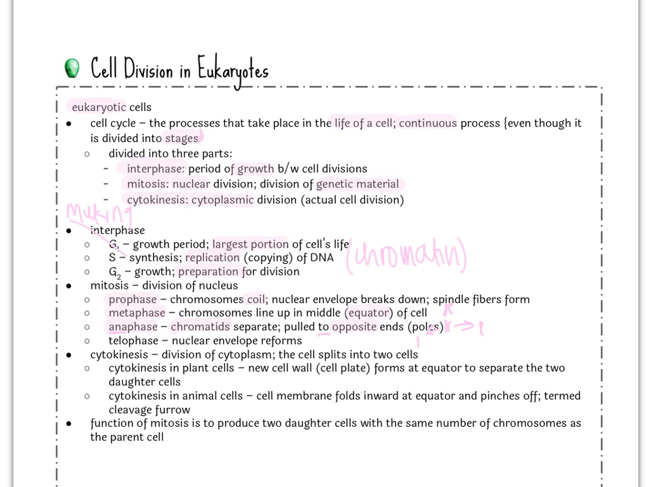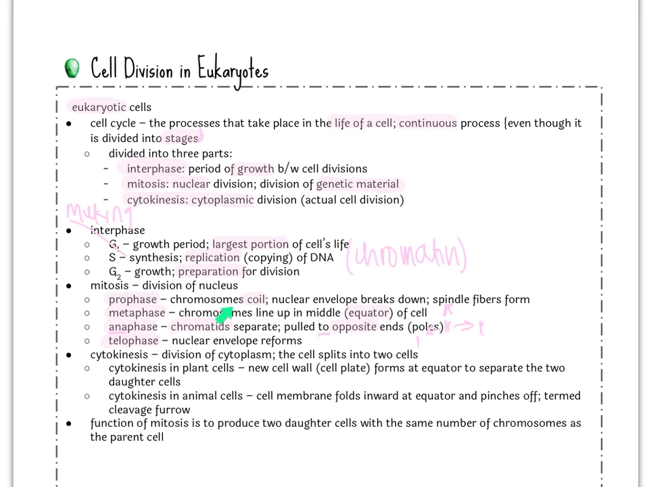And then after anaphase is telophase. And that's just when the nuclear envelope reforms. So up here, it breaks down so that the contents of the nucleus are just kind of out. And then the chromatids separate, and then it reforms around those new chromatids. So in this cell now, we still just have one cell, but we have two nuclei because they had to replicate. And we still have double the amount of genetic material because that was replicated up here.